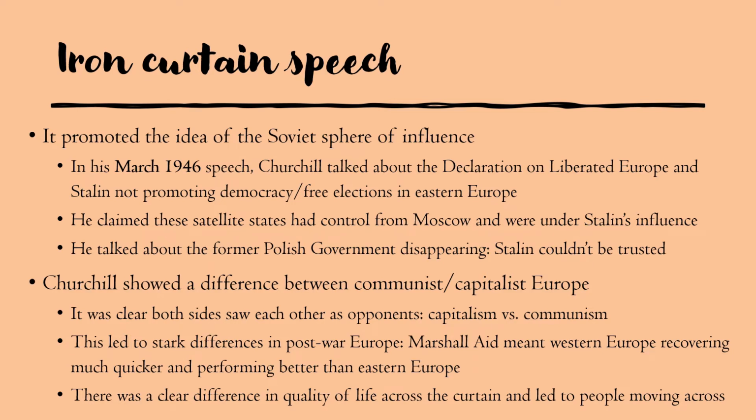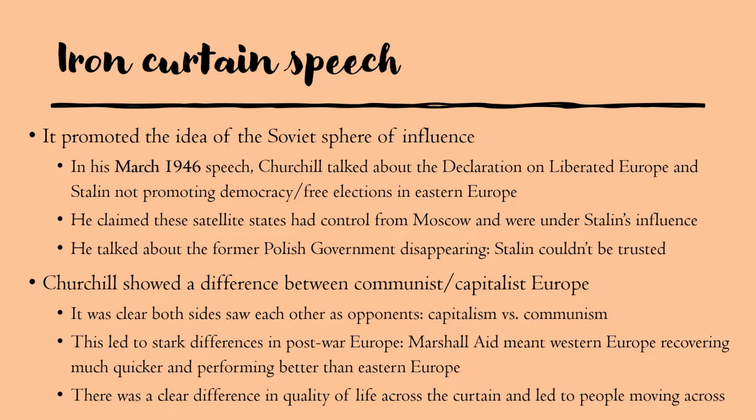So Marshall Aid was given to Western European countries by the US. We'll see this in two slides' time. And it meant that Western European countries recovered much quicker and were performing much, much better than Eastern European countries. And this led to a clear difference in the quality of life between the capitalist countries, which had recovered to pre-war levels by 1952, were doing really, really well, and the Eastern European countries, which were still feeling the consequences of the war, had not been rebuilt and were very, very poor.